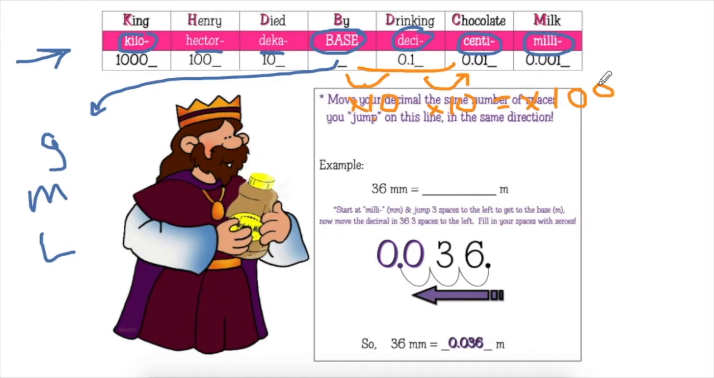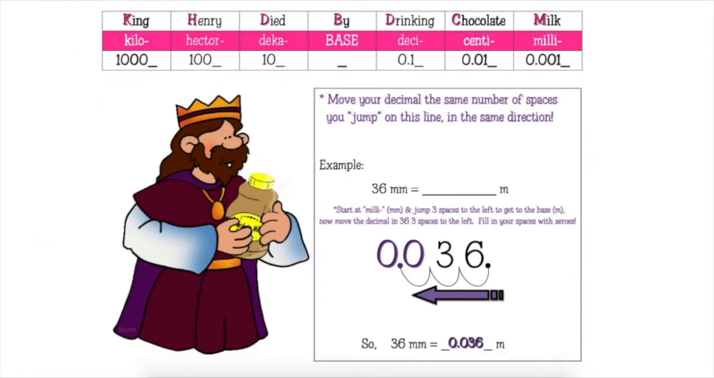Here's a little example down below. This is going to the left, going backwards. So 36 millimeters. If I take a look at millimeters, I've got it right here. Meters is going to be my base, and I have to move backwards this time. I have to go 1, 2, 3. Well, if I go backwards, it's going to be dividing by 10, divide by 10, divide by 10, which is the same thing as dividing by 1,000.